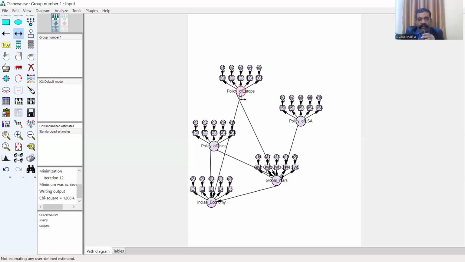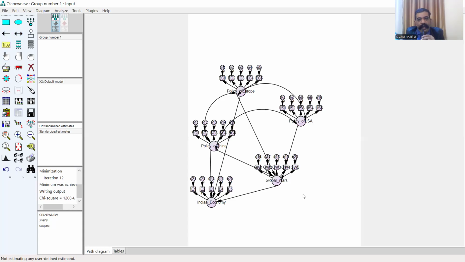Then draw the relationship between the policy of Europe and the policy of USA, between the policy of China and the policy of USA, and between the policy of China and the policy of Europe. That means double-headed arrows are necessary between the independent variables. That is the point.